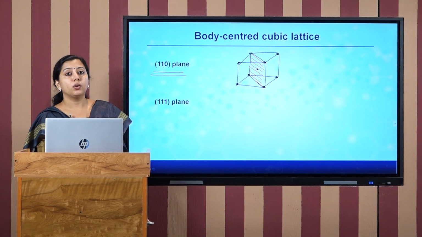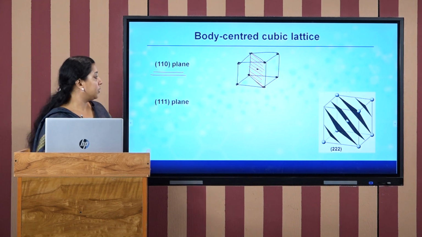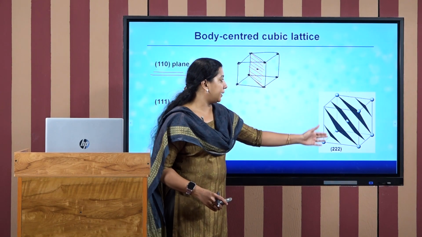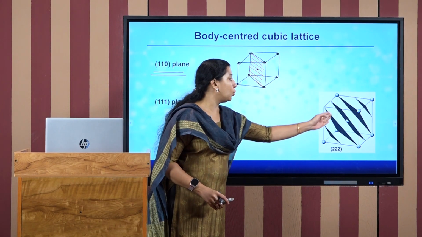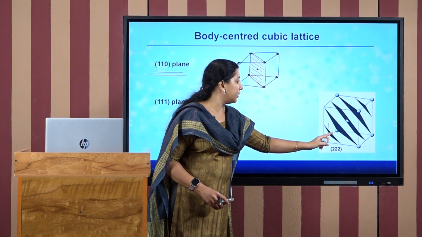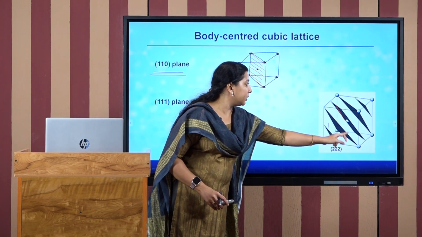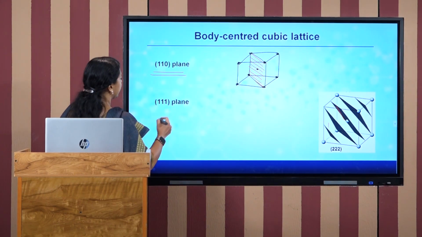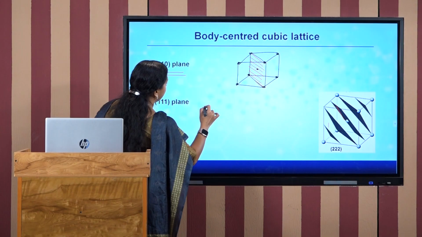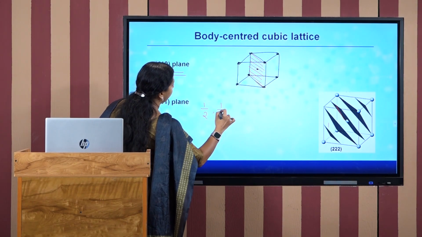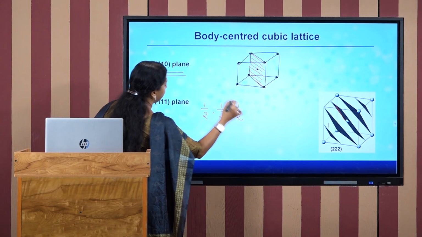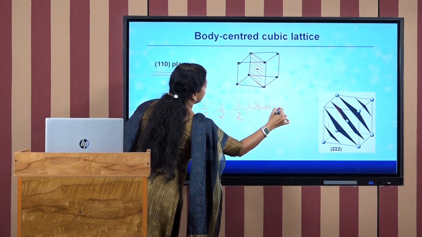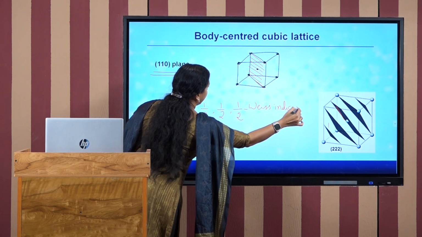So, next we have the 1 1 1 plane. In the 1 1 1 plane, you can see that exactly midway between two adjacent 1 1 1 planes, a plane can pass through the motif at the center of the body. So, the Weiss indices will be 1 by 2, 1 by 2 and 1 by 2, since the plane cuts exactly midway at these axes.